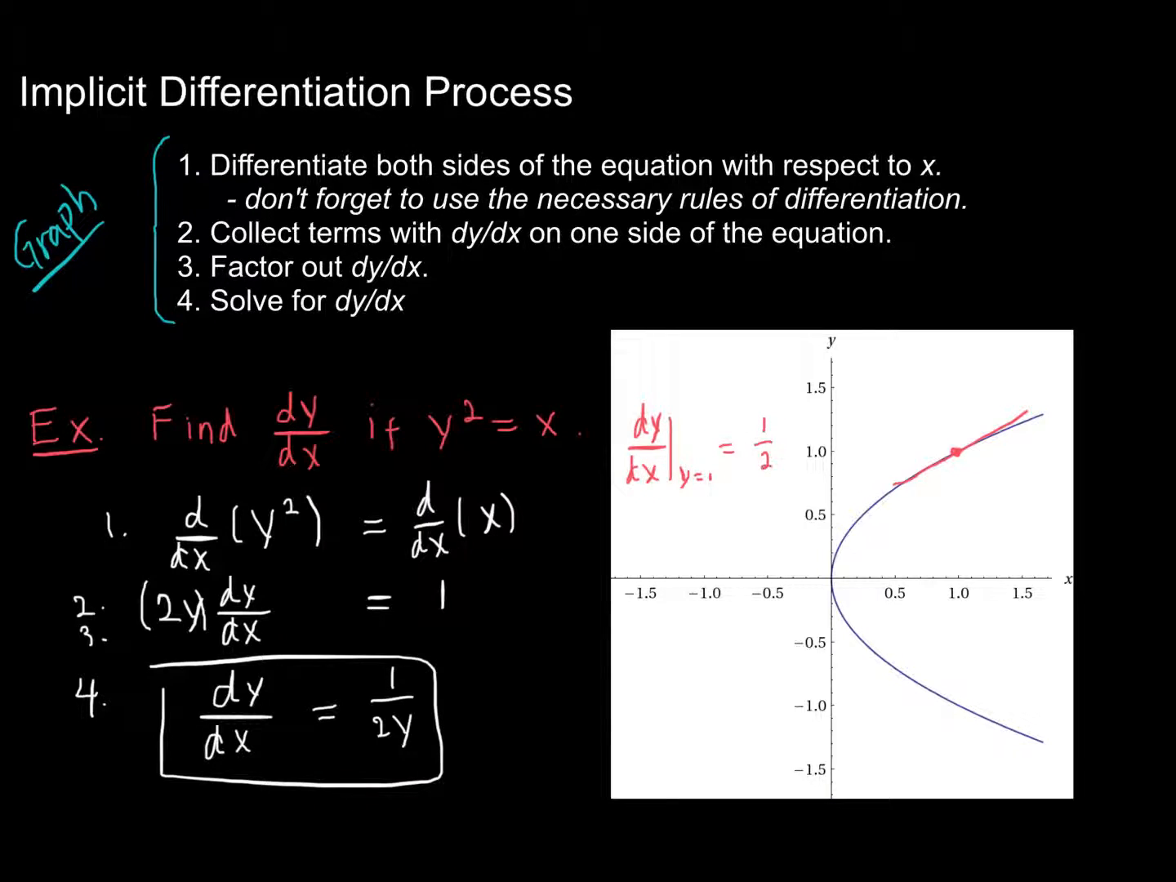And I can do the same if y was negative 1. So when y is negative 1, I'm at this point here. I can look at the slope of the tangent there. The slope of that tangent is going to be given by the derivative of y with respect to x evaluated at a y value of negative 1. And there I have 1 over 2 times negative 1, which will be negative 1/2. Which also makes sense because this clearly is a negative slope, and this clearly is a positive slope.